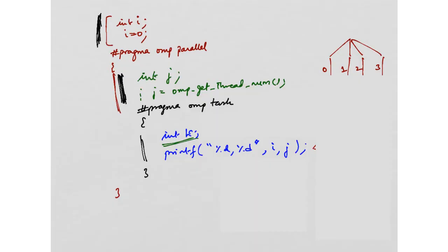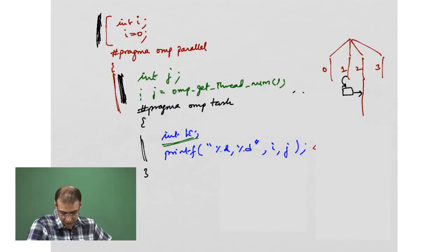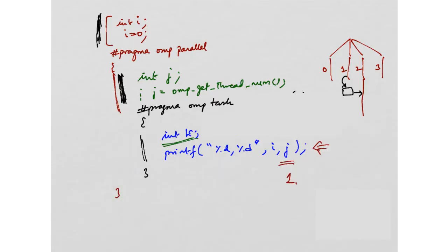Now let's say that thread 1 created a task which is now finally getting executed on thread number 2. Right? Is it clear? So I created a task on thread 1 and it finally got executed by thread number 2. What will get printed over here? 1 or 2 for j? I'm not asking for i right now. 1. Even though thread 2 is executing it, what you will see over here is 1.